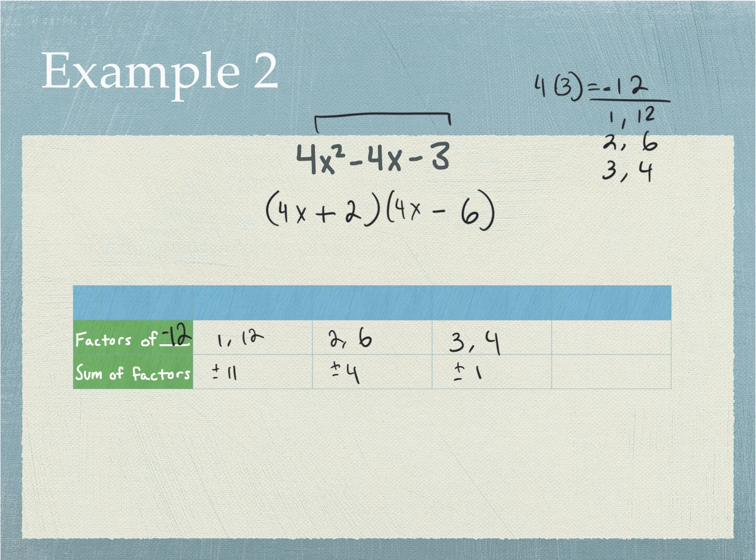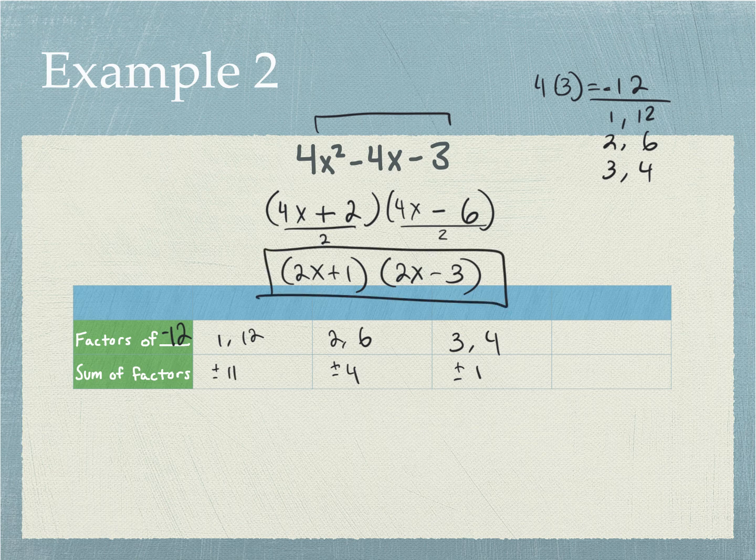Also note, sometimes you can take different numbers out from different factors. So I'm going to divide this one by 2, so I'm going to be left with 2x plus 1. In this case, we can take a 2 out for both, and I'm left with 2x minus 3. So this would be your final answer: 2x plus 1 and 2x minus 3.